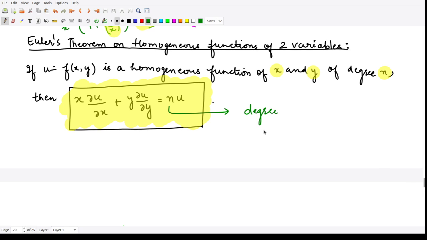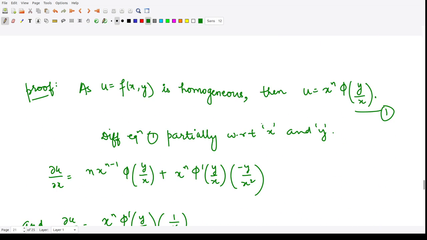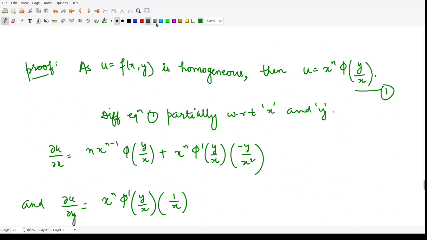So let us quickly see the proof for this one. The proof is also very simple. Because we are given this function u is equal to f of xy, which is a homogeneous function, we can write this function in this form: x raised to power n into phi of y divided by x. Let me call this equation number 1.